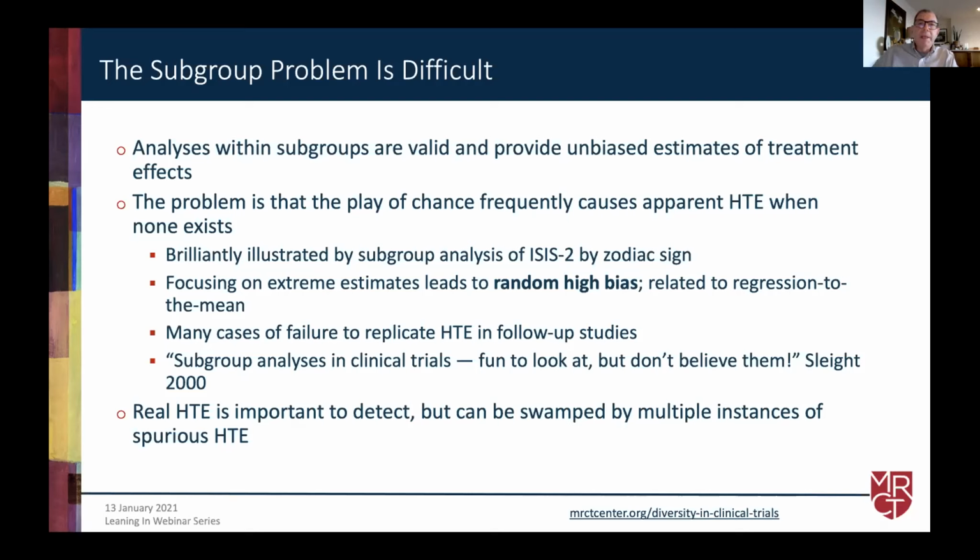And so it's been clear that while it's very important to understand true heterogeneity, clinical trials result in spurious heterogeneity very frequently, and cases of true heterogeneity can be swamped by these cases of spurious heterogeneity. And so it's very difficult to know, when you see heterogeneity, whether it's real or spurious. That's been a great challenge for statisticians and clinical trial researchers over the years. Next slide.